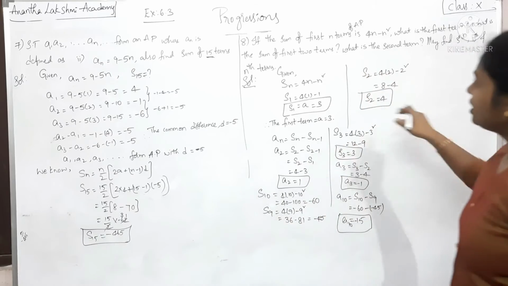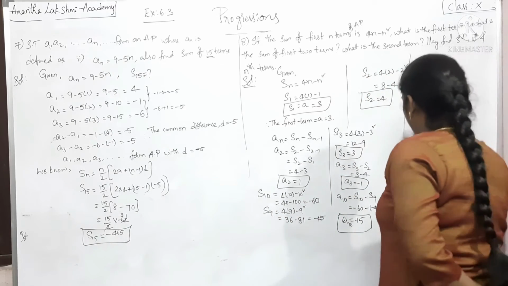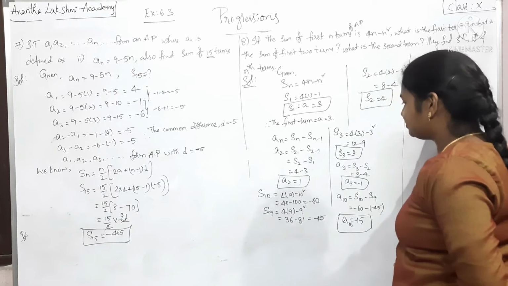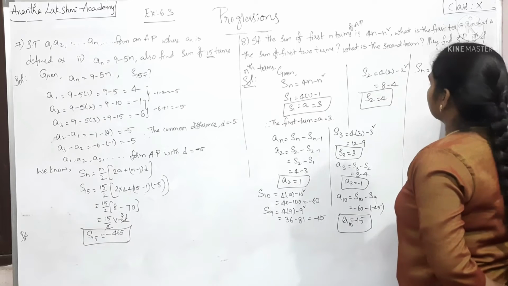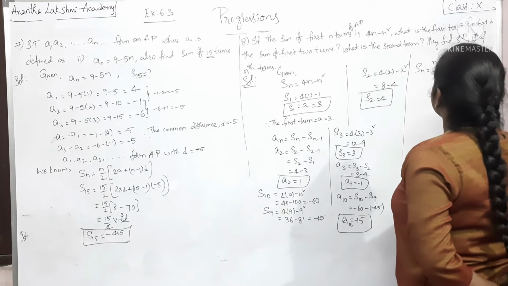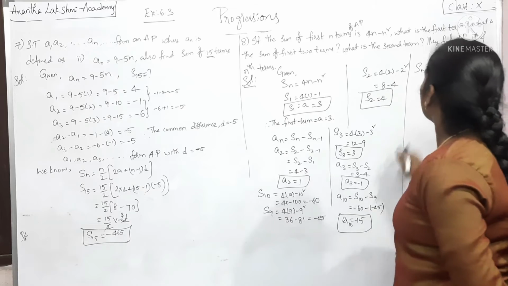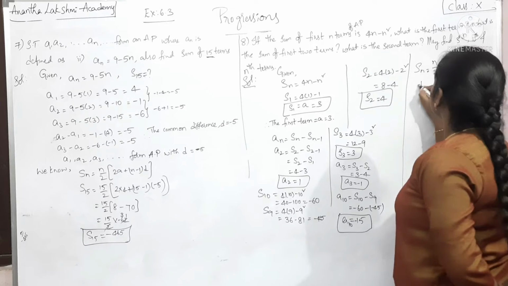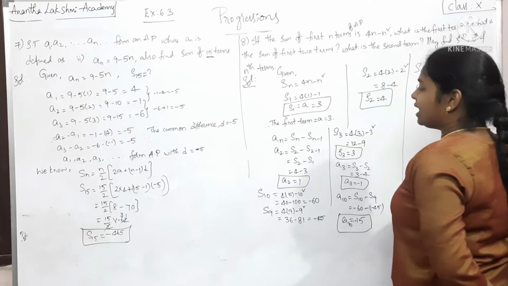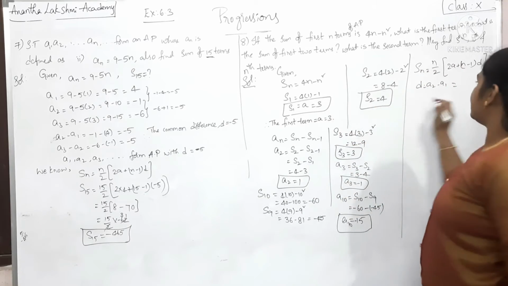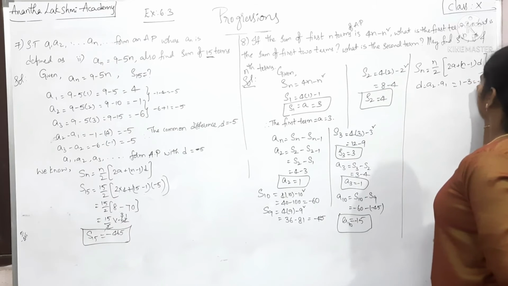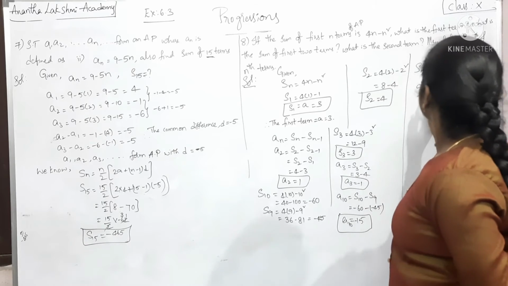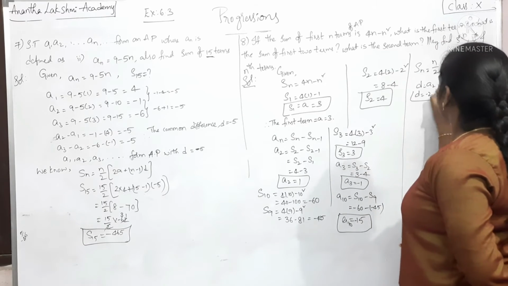What is the last term? Nth term they are asking us to figure out. So Sn is equal to, what is Sn? n by 2 into 2a plus n minus 1 into d. Now we know a, 3. A2 also you know, right? D is nothing but A2 minus A1. A2 is 1 and A1 is 3. 1 minus 3 is going to be minus 2. Okay? Yeah. So d is equal to minus 2.